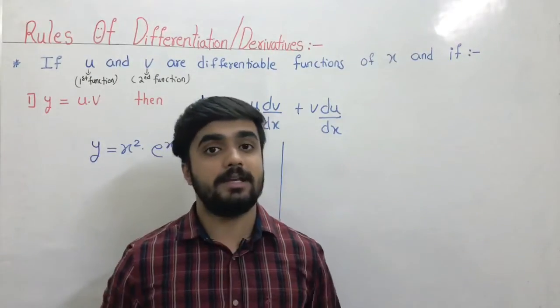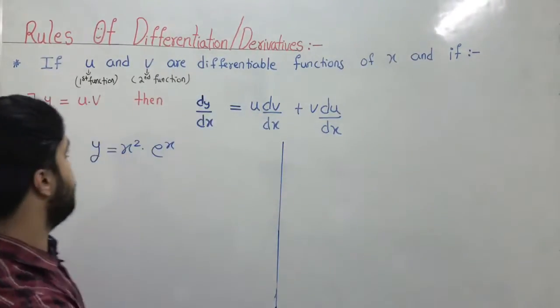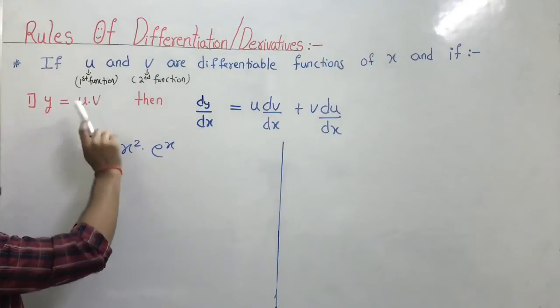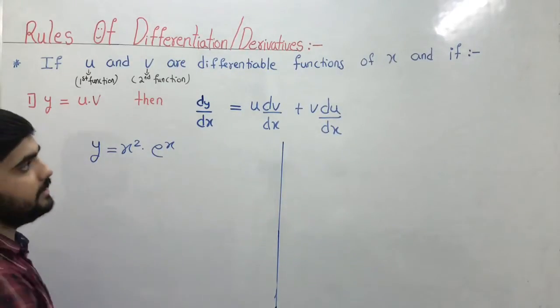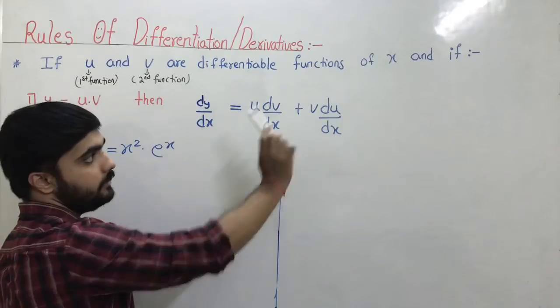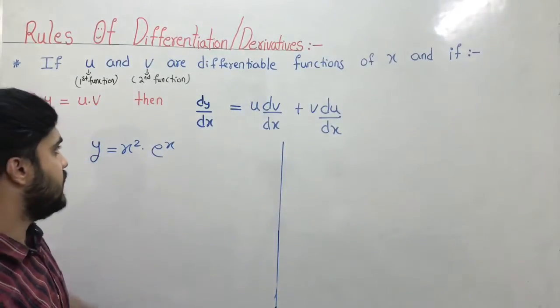So our next numerical is based on product rule. That is, if y is equal to u into v, then dy by dx is u dv by dx plus v du by dx. Now let's see the example.